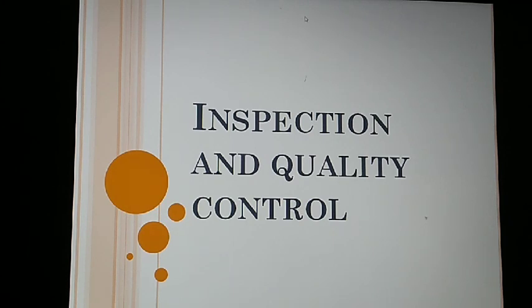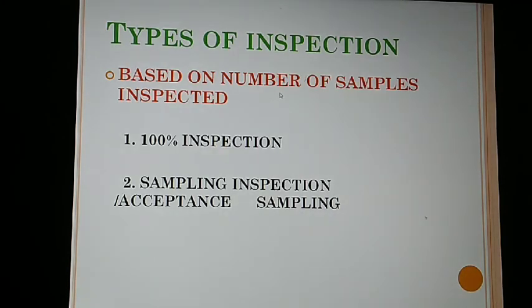So let us switch over to our next type of inspection, that is based on the number of samples inspected, and it is the most important one. Based on the number of samples inspected, it is of two types: 100% inspection and sampling inspection. Sampling inspection is otherwise known as acceptance sampling.